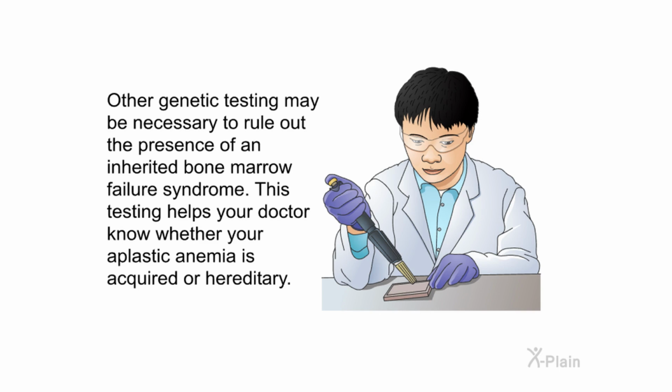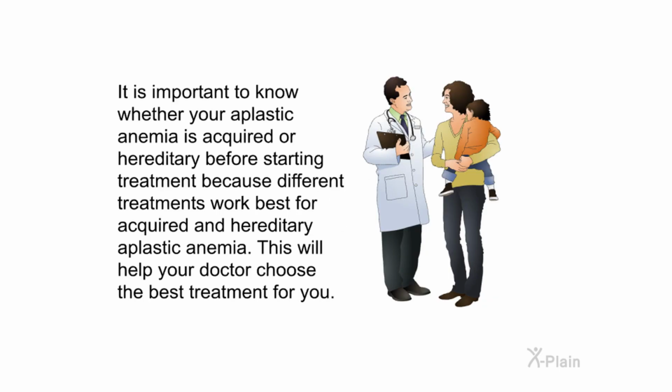Other genetic testing may be necessary to rule out the presence of an inherited bone marrow failure syndrome. This testing helps your doctor know whether your aplastic anemia is acquired or hereditary. It is important to know this before starting treatment because different treatments work best for acquired and hereditary aplastic anemia. This will help your doctor choose the best treatment for you.